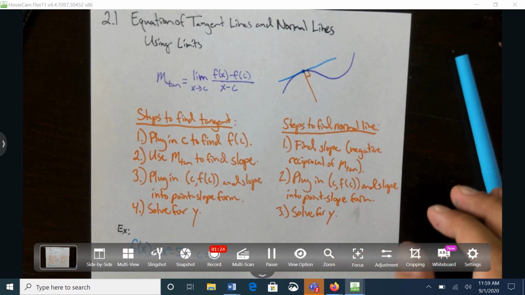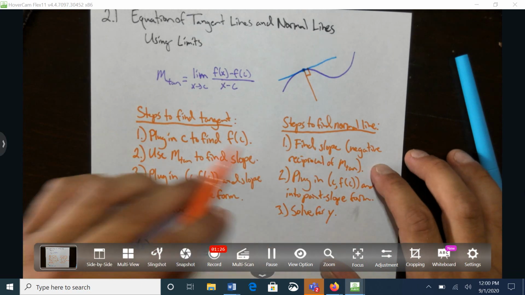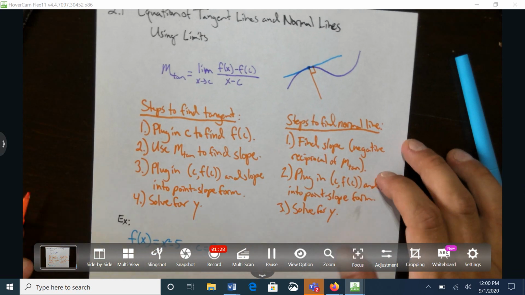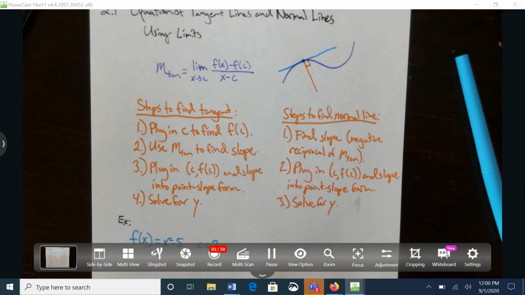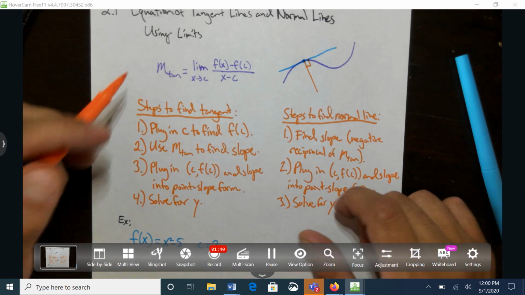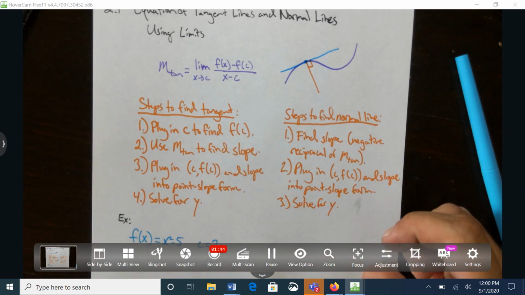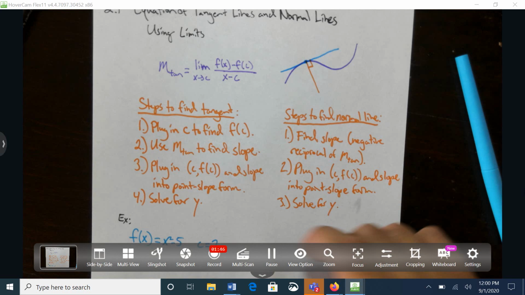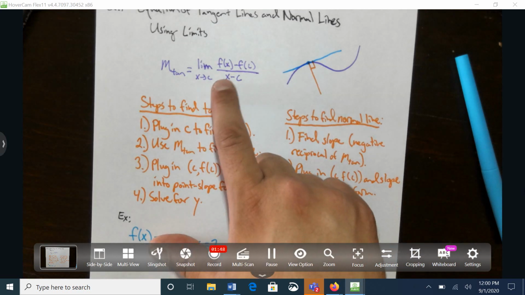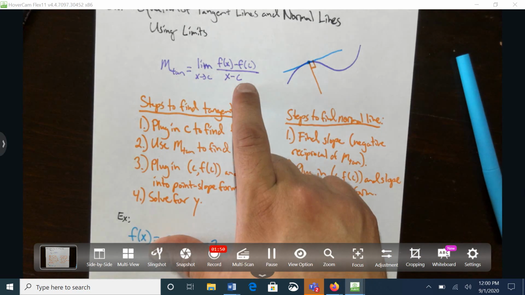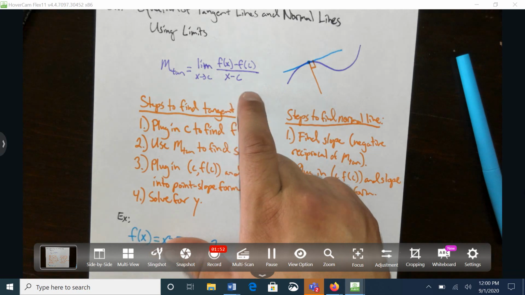So I wrote down the steps here to find the tangent line. I wrote down the steps to find the normal line. It's really not that bad, I guess it was a little more straightforward than how it was presented. So I apologize for that. This is what we're going to be using to find the slope of the tangent line, and that is the limit as x approaches c of f of x minus f of c divided by x minus c.